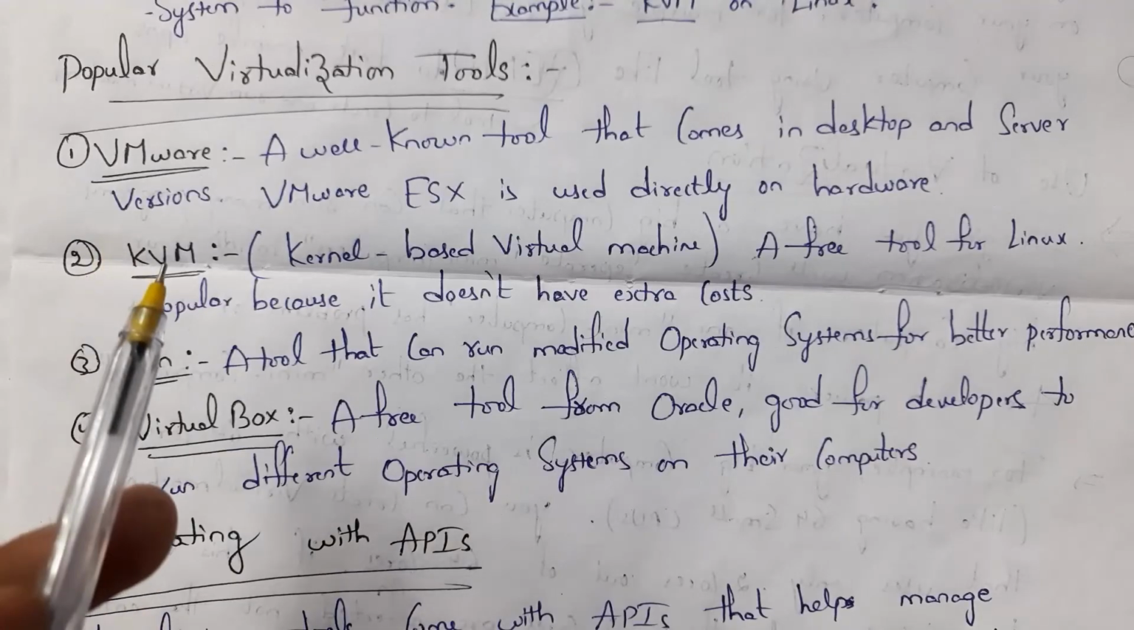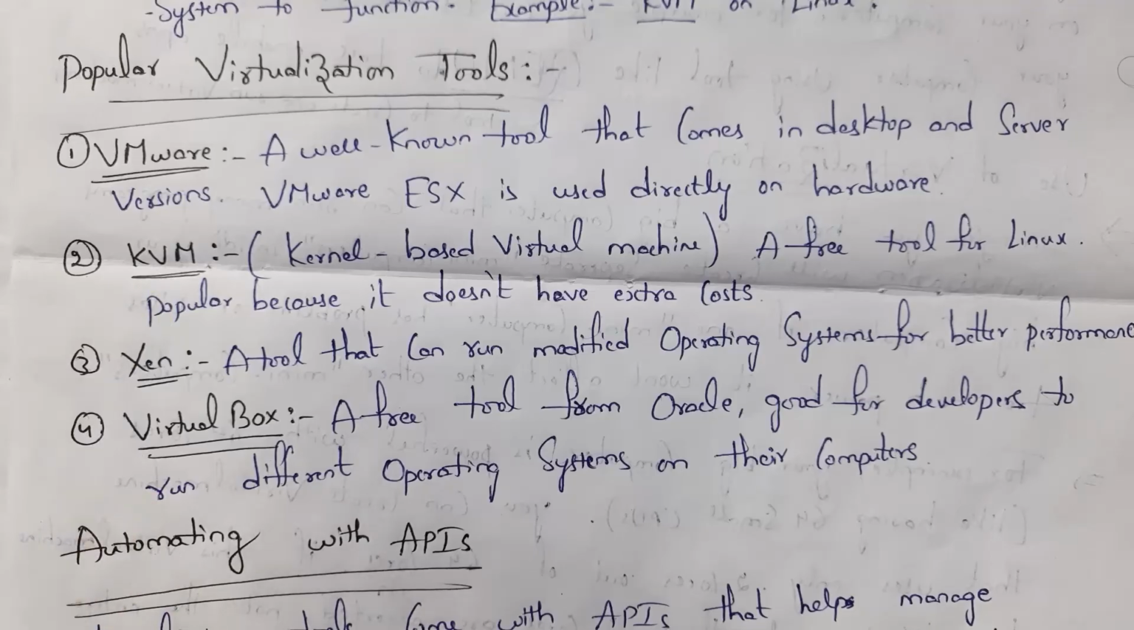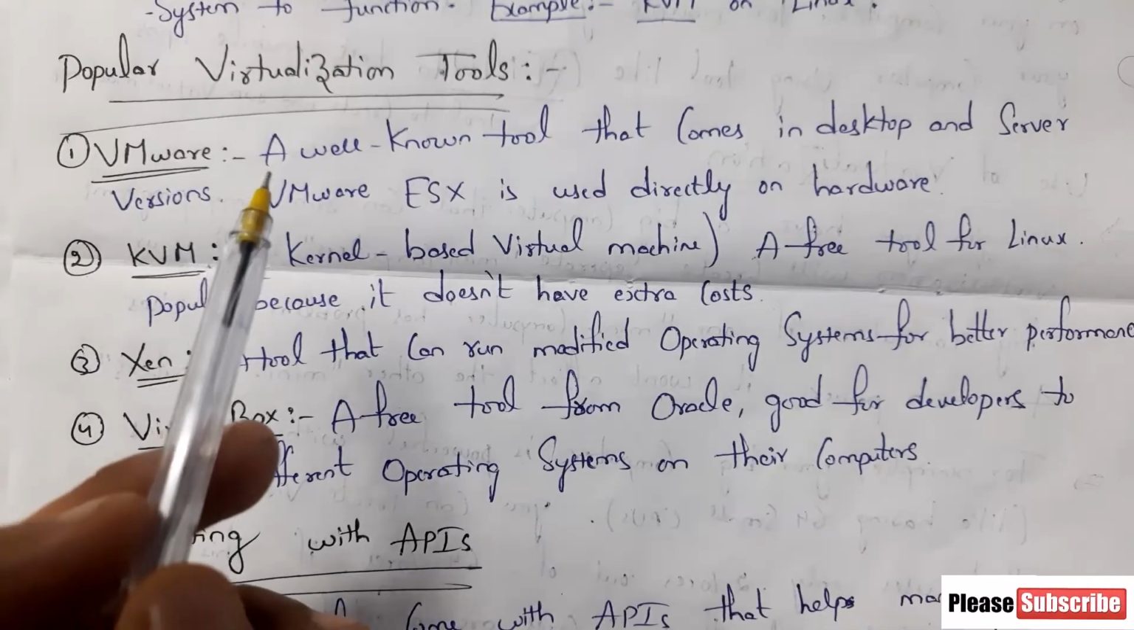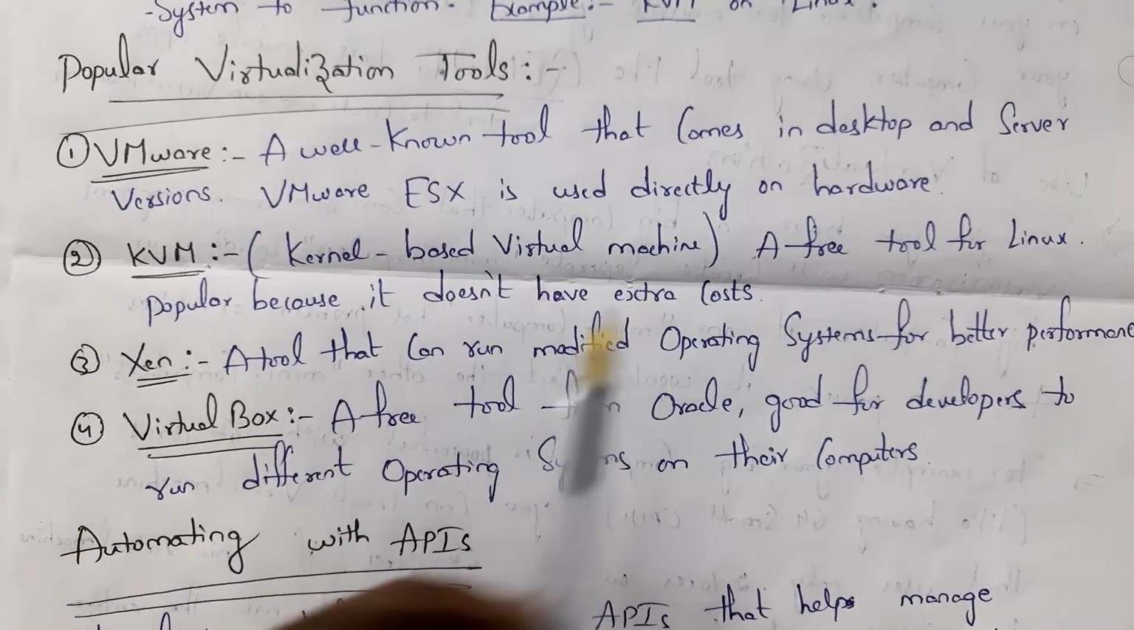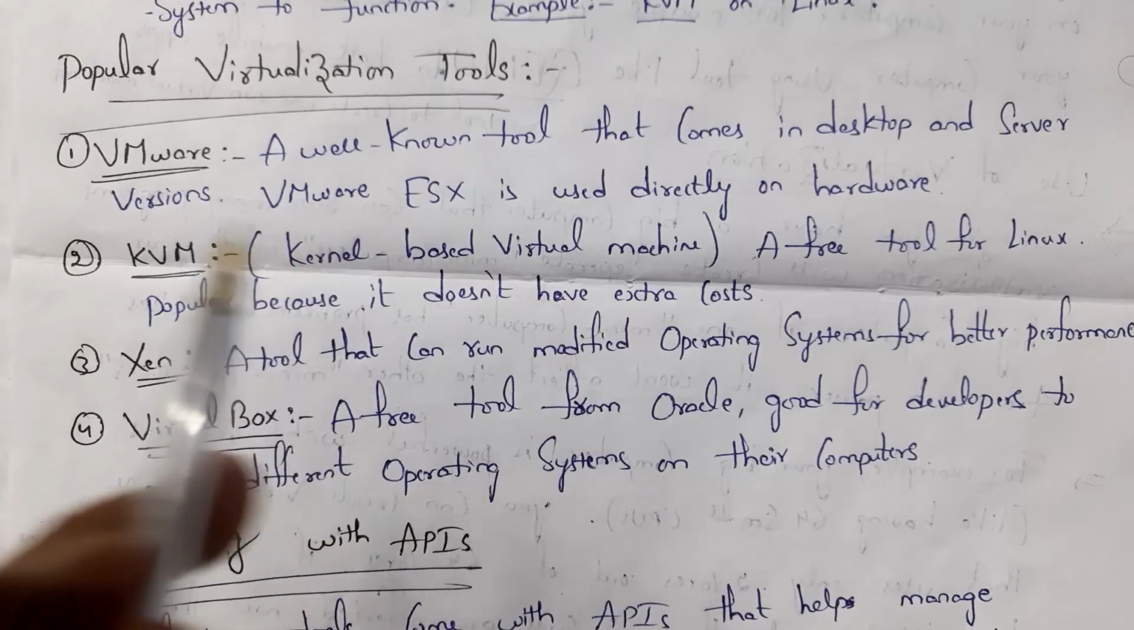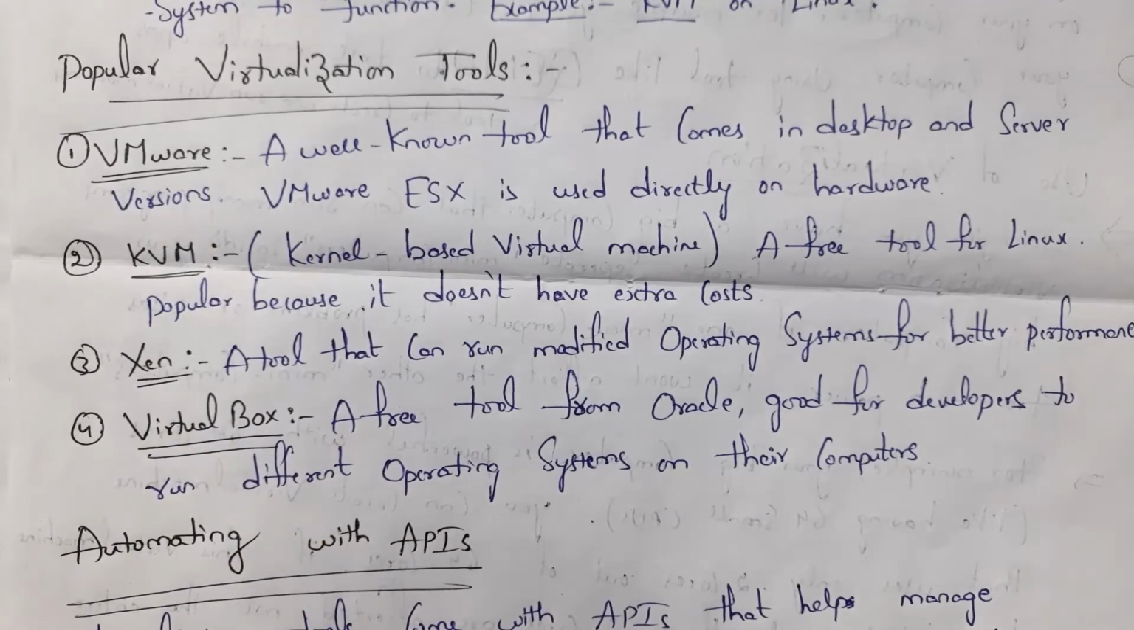Guys, these are some of the popular virtualization tools. And the first one is VMware. Guys, you can run VMware software on desktops as well as on servers. And another software is VMware ESX. You can run this software directly on hardware. There is no need of installing any operating system.